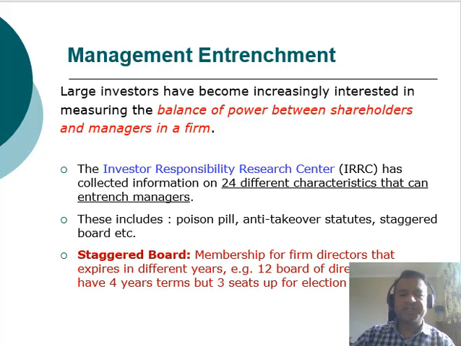So what is a staggered board? A staggered board is a system where the board of directors will be nominated every 12-month period. So rather than all the board of directors going for an election after every 3 to 4 years, the board of independent directors or the individual director will be nominated every year. So the changes will occur quite often.